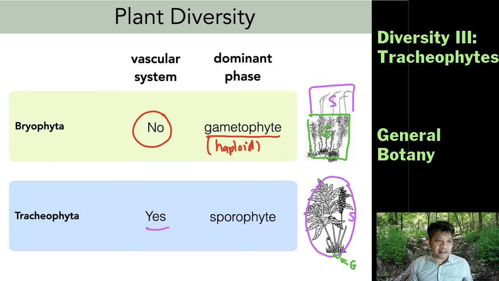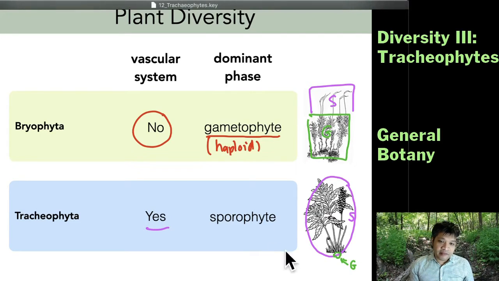In comparison, bryophytes spend a lot more time as a gametophyte, whereas the tracheophytes spend only a tiny bit of time as a gametophyte. They spend the majority of their time as a sporophyte.